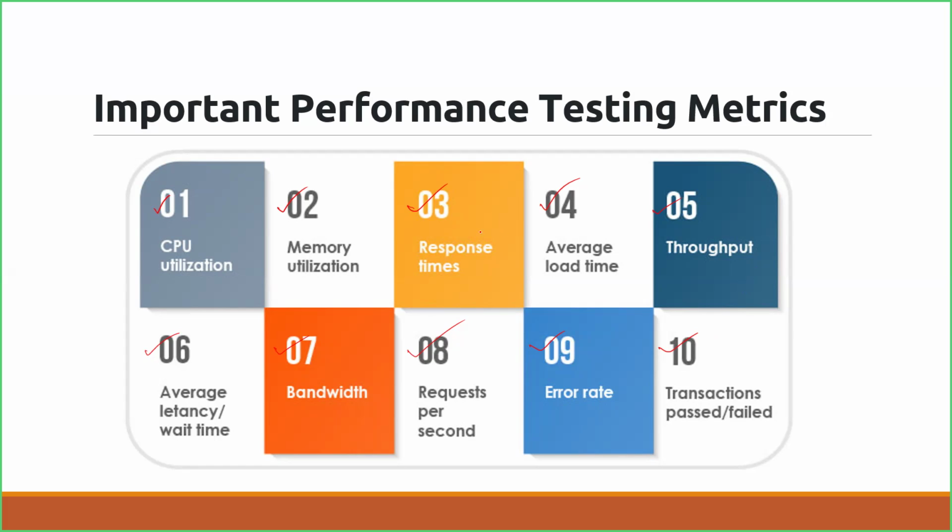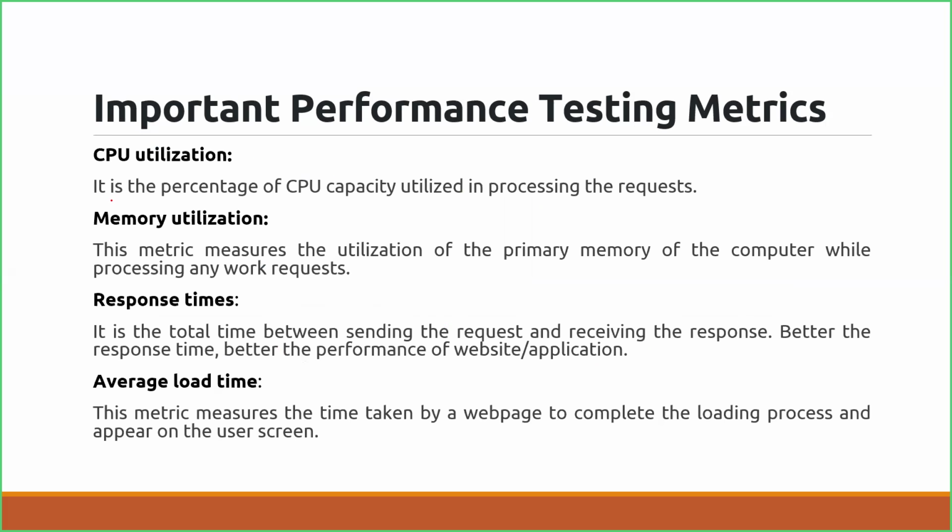If you remember, we already discussed response times and error rate, but we'll see what exactly CPU utilization is. CPU utilization is the percentage of CPU capacity utilized in processing the requests. Let us say you are sending some 10K requests. How much CPU capacity is being utilized to process those requests gives us the CPU utilization. This CPU utilization should be less than 70%, which is the preferable value.